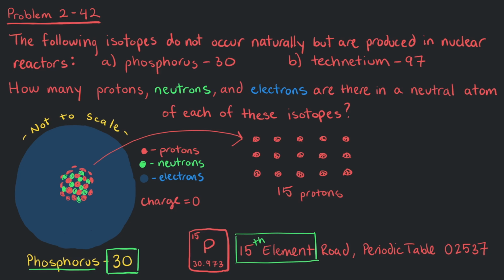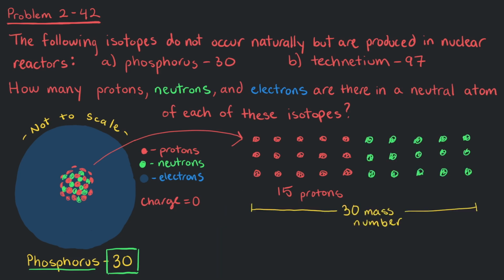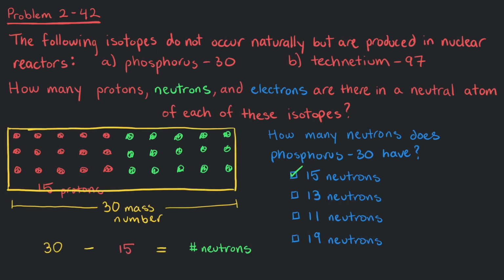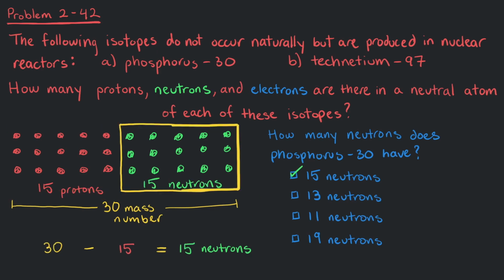If phosphorus has an atomic number of 15, how many neutrons does phosphorus-30 have? There are 15 neutrons because the mass number, 30, includes both protons and neutrons. Subtract the 15 protons from the mass number, and you're left with 15 neutrons.